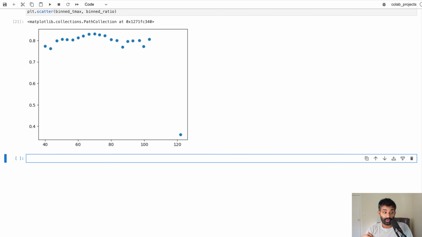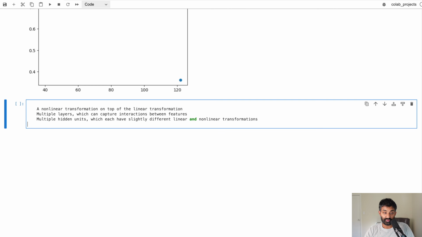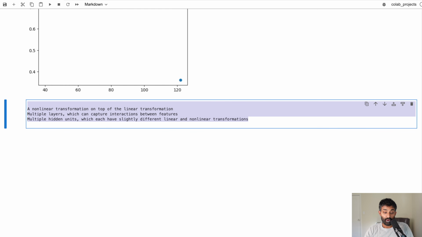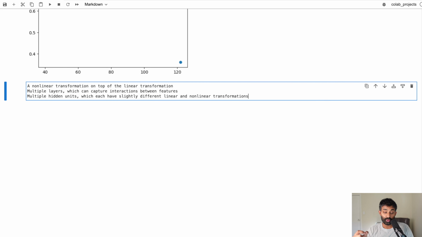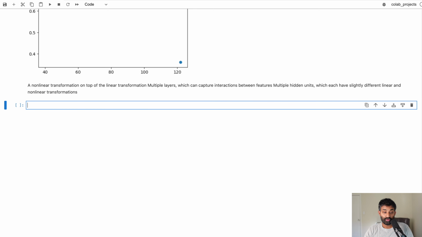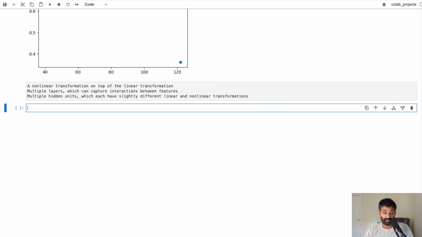All right. So there are a few things that neural networks do to actually fix this issue and to make linear regression essentially more robust, because neural networks really are built on top of linear regression. But neural networks do three key things. They add in a non-linear transformation on top of the linear transformation. They have multiple layers which capture interactions between features, and they have multiple hidden units per layer, each of which have slightly different linear and nonlinear transformations. So I'm going to talk through this and show you how this actually works.